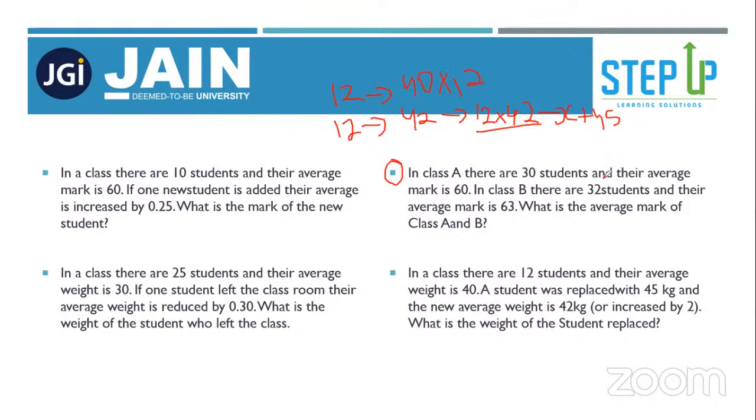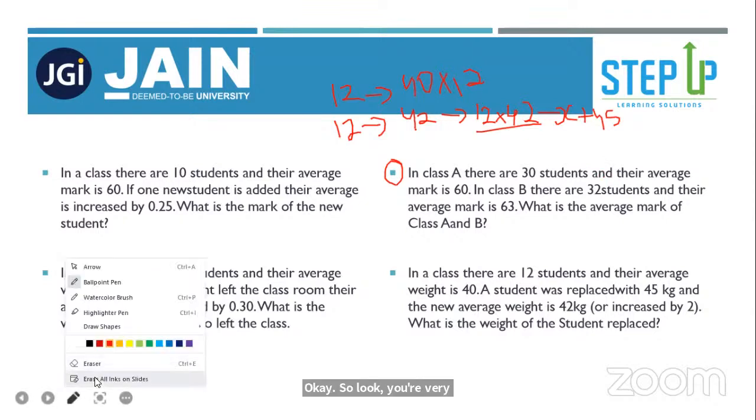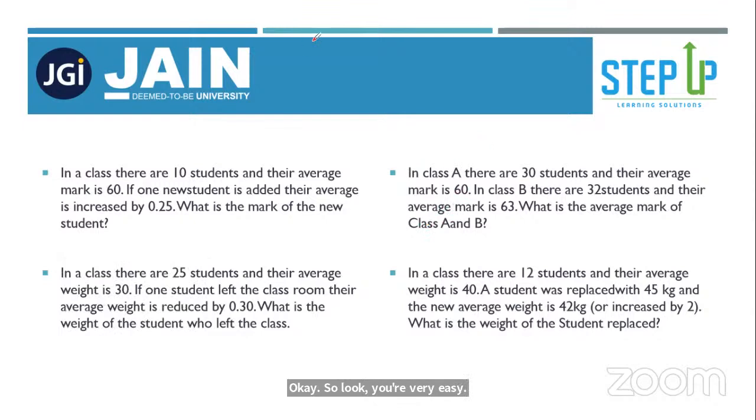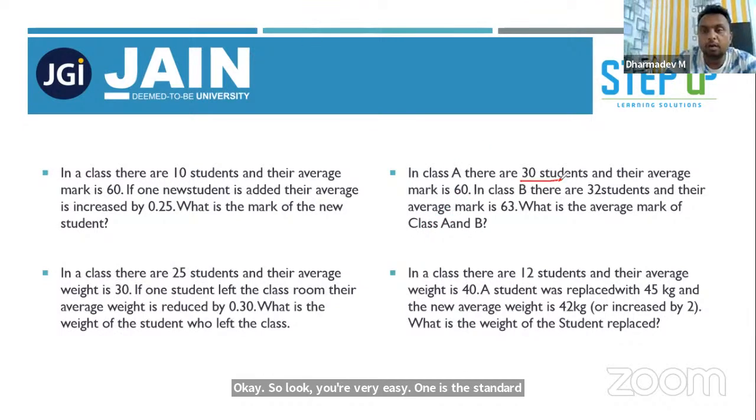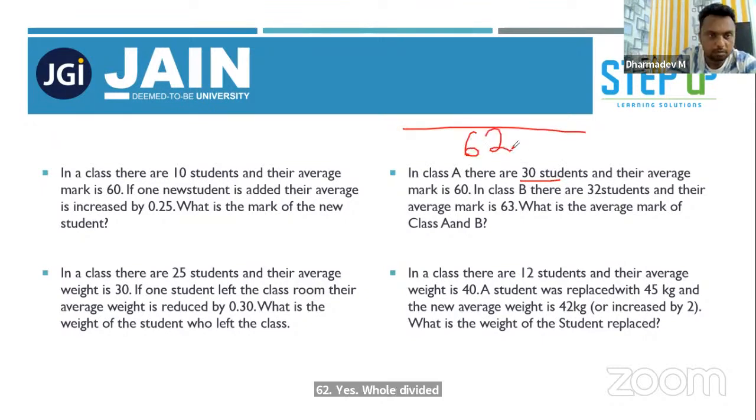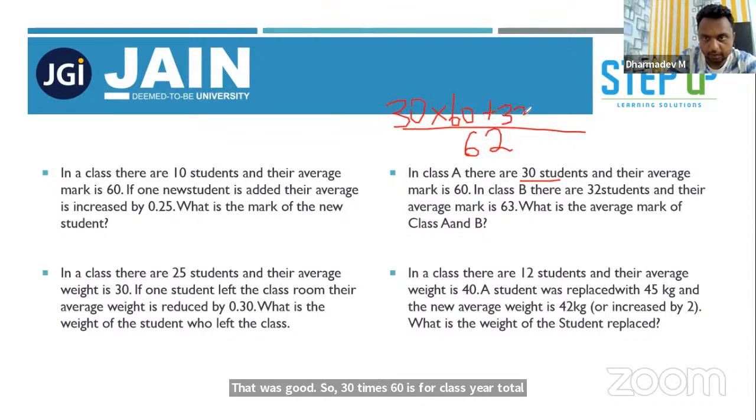Okay. So look here, very easy. Only the standard method is to be used, nothing else, because there are two different classes. What is the total number of students? 62. Yes, whole divided by 62. That was good. So 30 times 60 is class A's total marks plus 32 times 63 for class B's total marks. Find the answer.